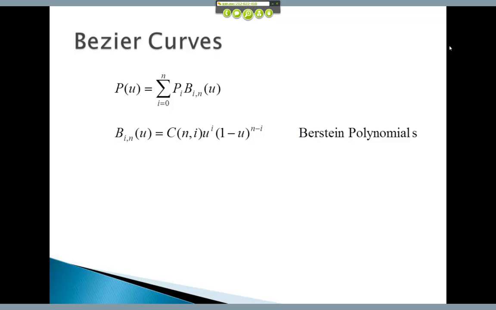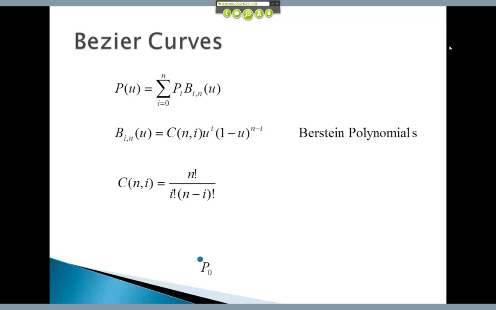What does the n choose i mean? Well, it's just n factorial over i factorial times (n minus i) factorial. Just that. Something you'll memorize and learn the rest of your life. It's just that.